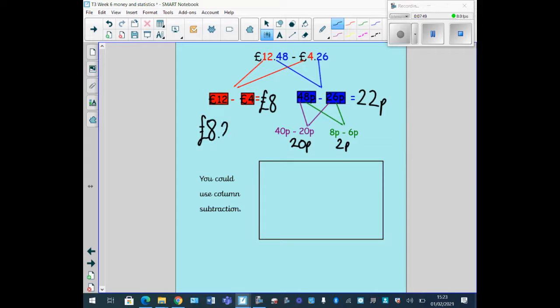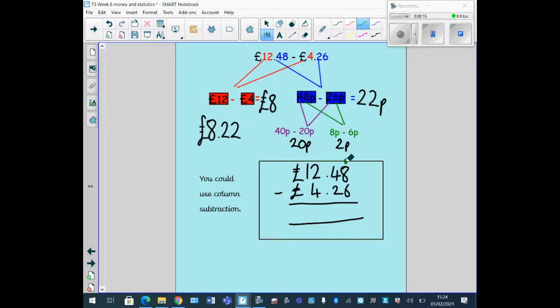If I want to combine those two, it would look like this. £8 and 22. If you use column subtraction, well done. It's a really good skill to use. Let's see. £12.48, the larger number on top. £4.26, smaller number below. Equals sign, subtract sign.